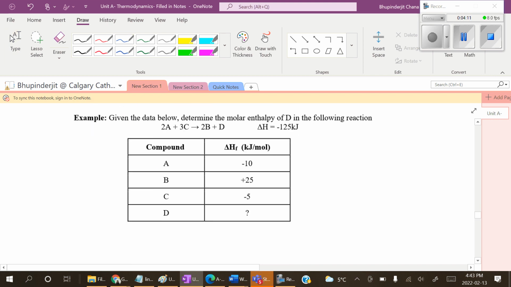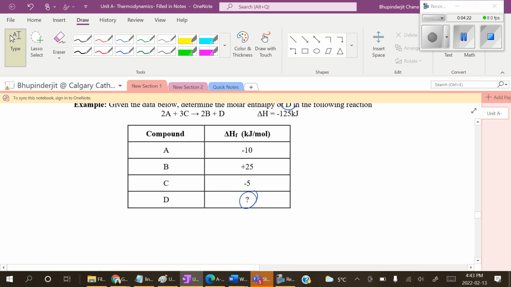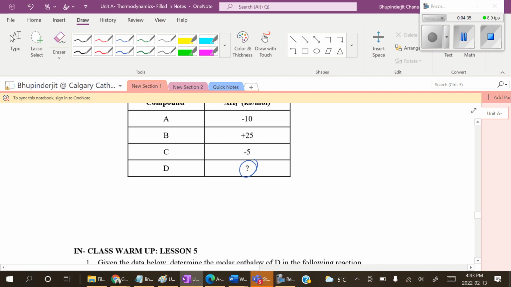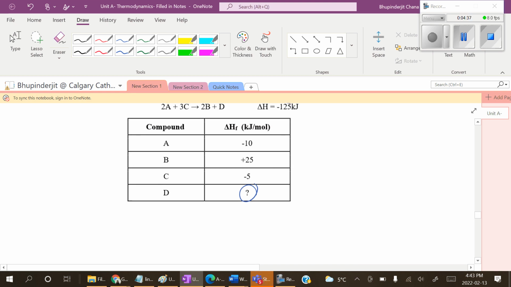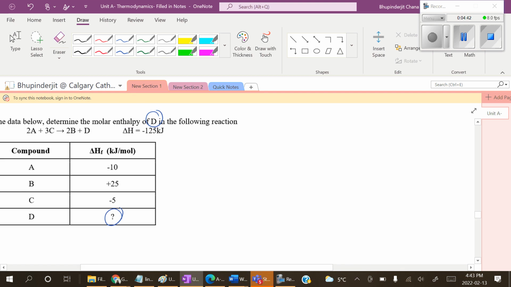Okay, so let's do an example. Given the data below, determine the molar enthalpy of D using the following reaction. So most of the time they're going to give you reactions that are already balanced. I know in this case, these are just random compounds. It's just to help you learn how the formula works, and then we will go into proper reactions after that. So I'm going to just work on the side here.